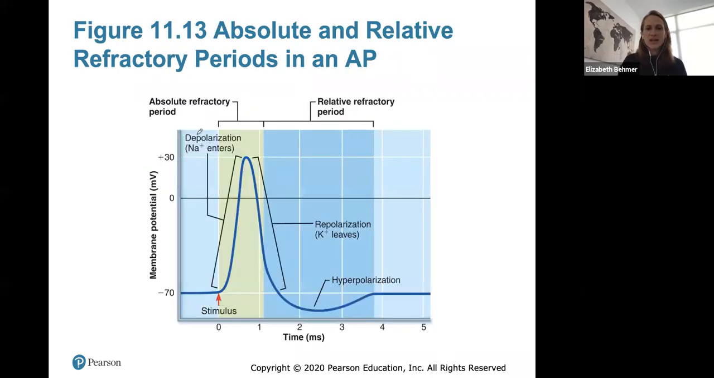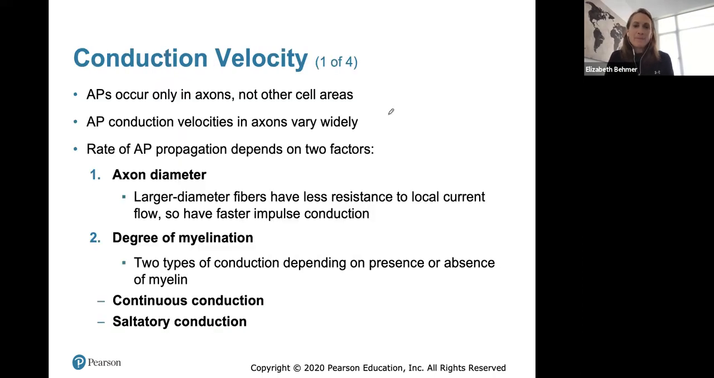So here is a look at the absolute refractory period. This means that no action potentials can be generated during this time, during this action potential peak. And the relative refractory period is where the nerve is getting back into its resting state. Only a very strong stimulus could generate an action potential during this time.